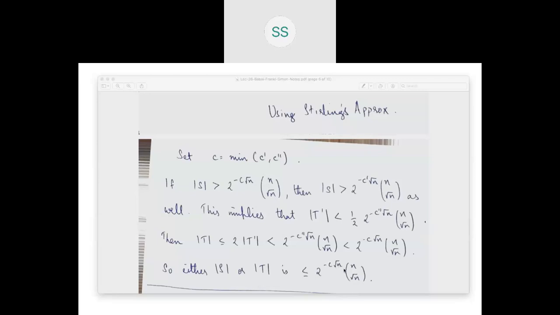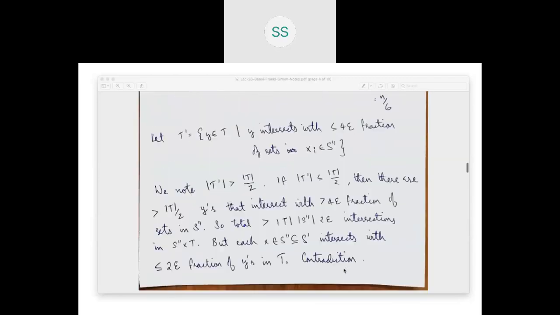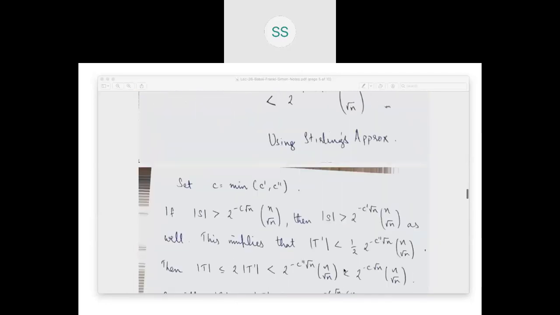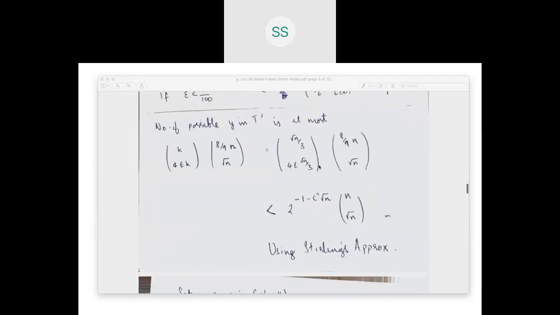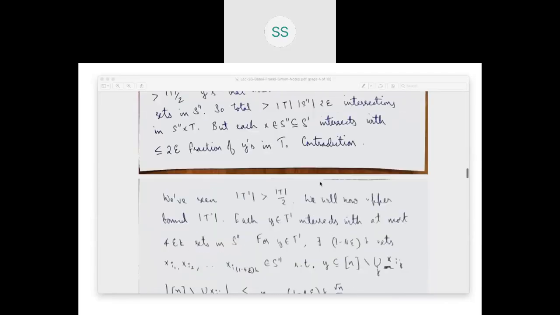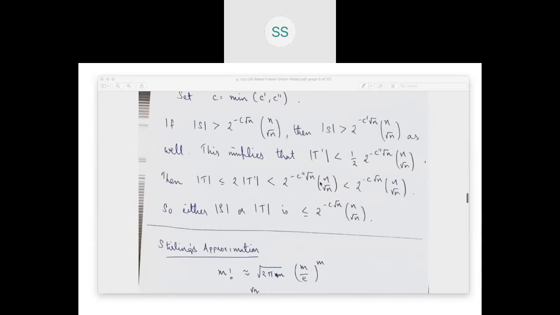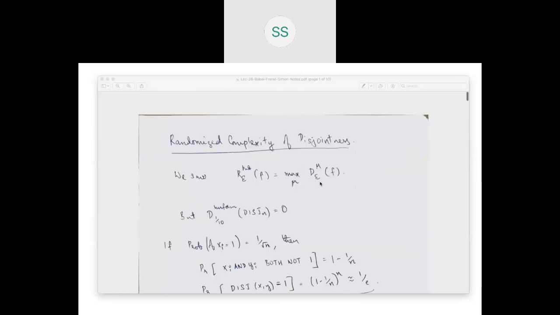At this point, this completes the proof of the lemma. What we have left out is the Stirling's approximation calculation and the proof of the claim. The proof of the claim I will prove in the next class, and the Stirling calculation we will do after a recap of the lemma.